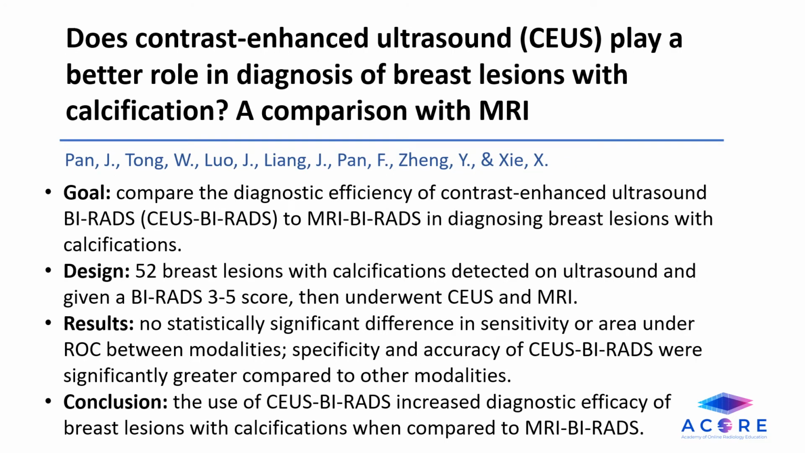In this study, the authors sought to compare the diagnostic efficiency of contrast-enhanced ultrasound BI-RADS to MRI BI-RADS in diagnosing breast lesions with calcifications. 51 patients were included in the study, and 52 breast lesions with calcifications were detected on ultrasound as hyperechoic foci. Each lesion was assigned a BI-RADS score of 3 through 5 on conventional ultrasound. Patients then underwent contrast-enhanced ultrasound and MRI and received additional BI-RADS scores.